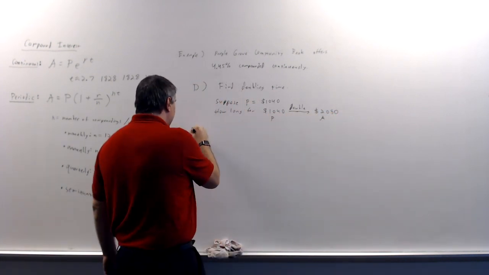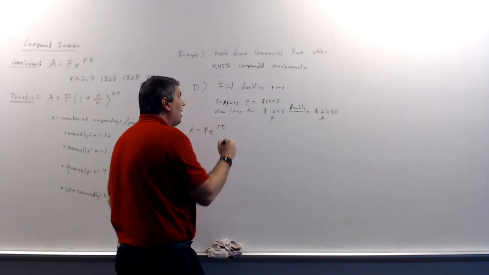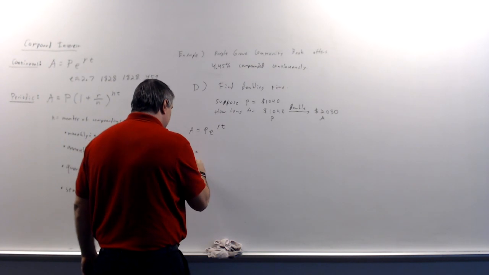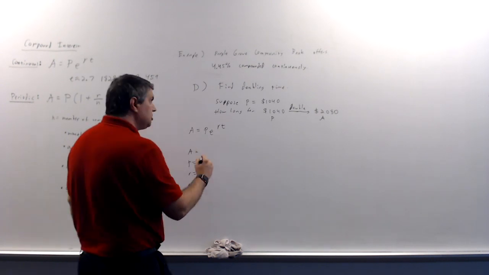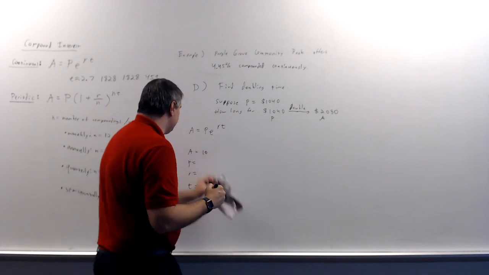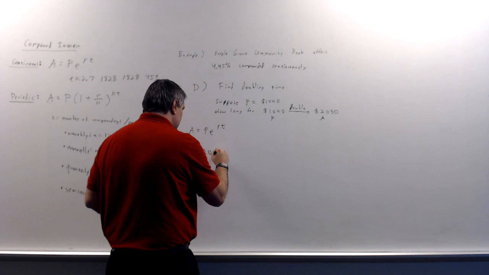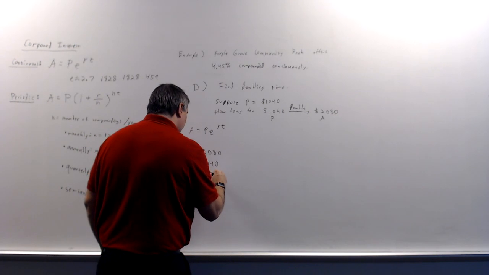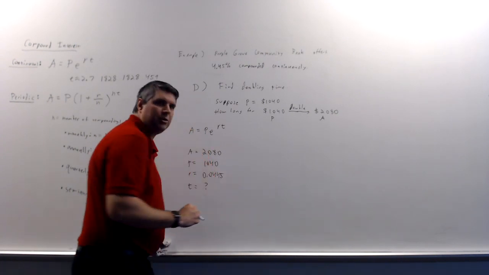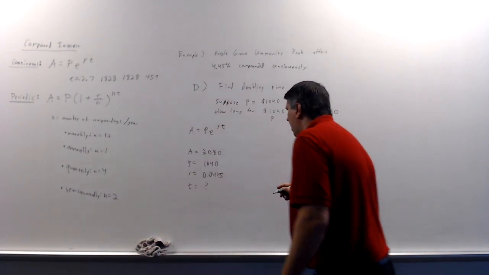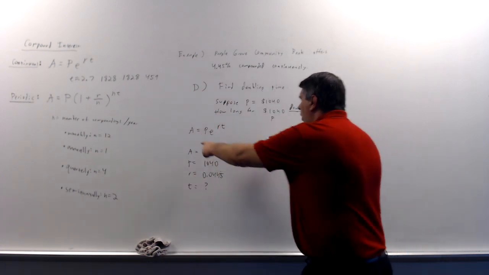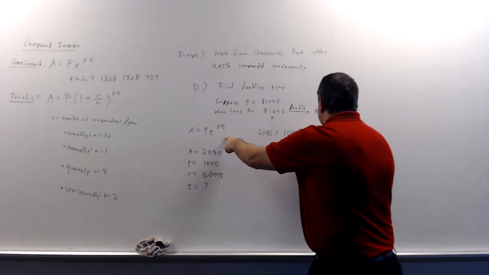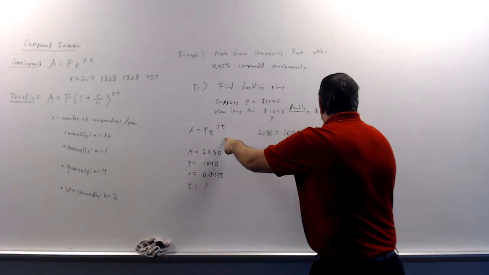Okay, so A equals P e to the rt power because it's continuous. So A equals, P equals, R equals, T equals. A is 2080. P is 1,040. R is 0.0445. And T is, I don't know. That's the question. Okay, so I want to know how long for 2080 to become equal to 1,040 e to the 0.0445 t power.